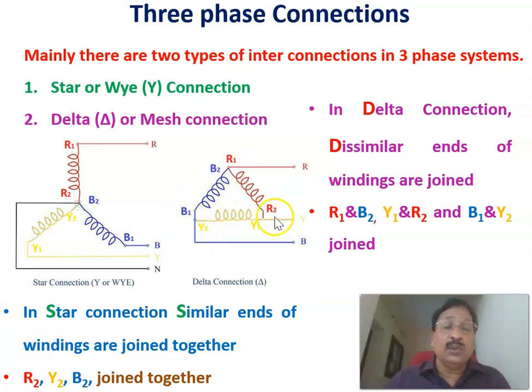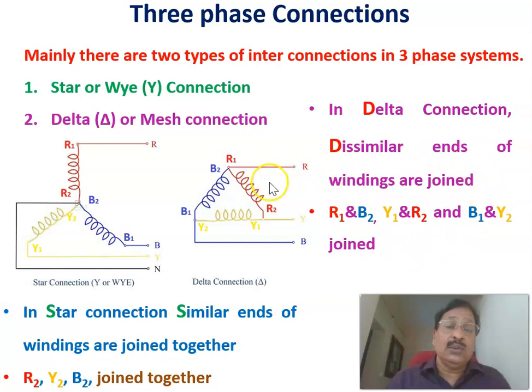Dissimilar ends are joined together, and this method of connection we call the delta type of connection. Again, this is the R phase, the Y phase, and the B phase. But in delta type of connection, there is no neutral conductor. The dissimilar ends are joined together: R1 and B2 are joined, Y1 and R2 are joined, and B1 and Y2 are joined.